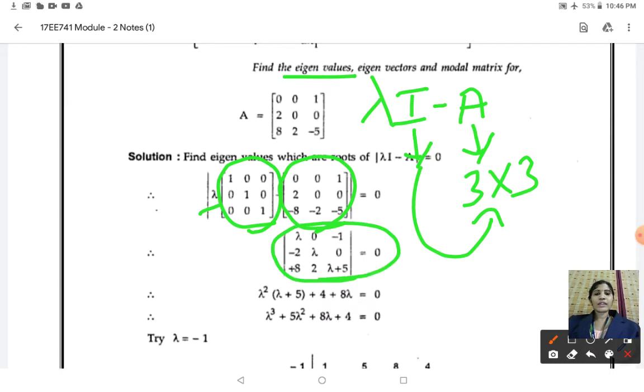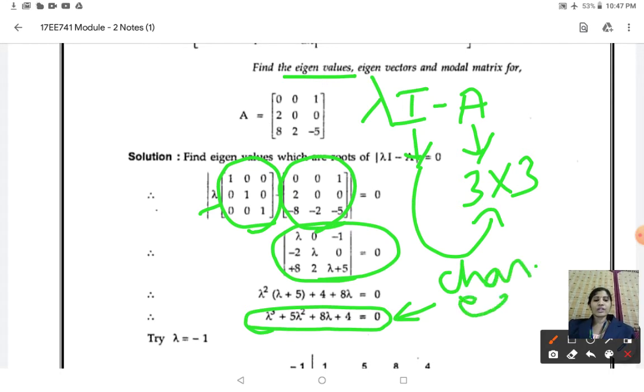Why we need to identify the characteristic equation is because from there only we will be obtaining the eigenvalues, which are used to identify the stability of the system. So after identifying lambda I minus A, we will get one equation, the characteristic equation. The roots of this characteristic equation will give the eigenvalues lambda 1, lambda 2, lambda 3, because the power of lambda in the characteristic equation is 3. Therefore the number of eigenvalues obtained will also be 3.